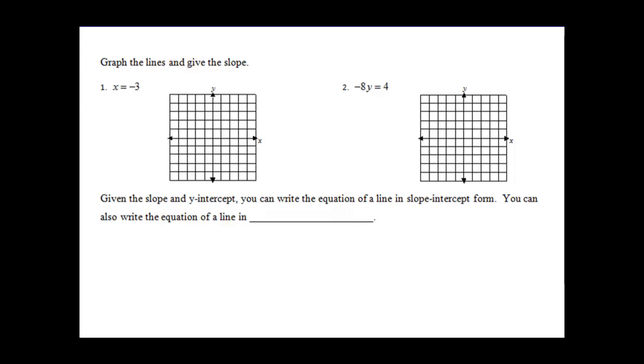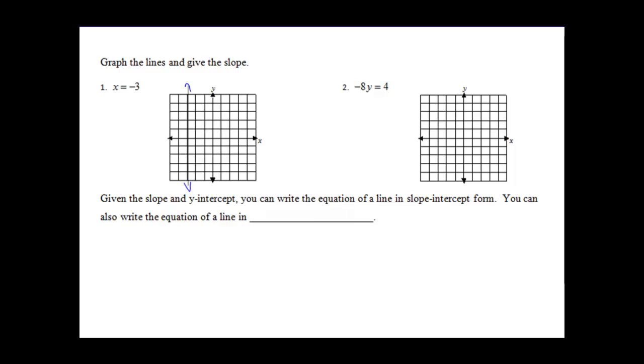Okay, so now what we want to do is graph the lines and give the slope. If we look, we actually have x equals -3. So we only have one variable. You should know that based on what we were just looking at, if it's one variable and it's an x, it's a vertical line. And it's a vertical line at -3. So we go over 1, 2, 3. Draw a vertical line.